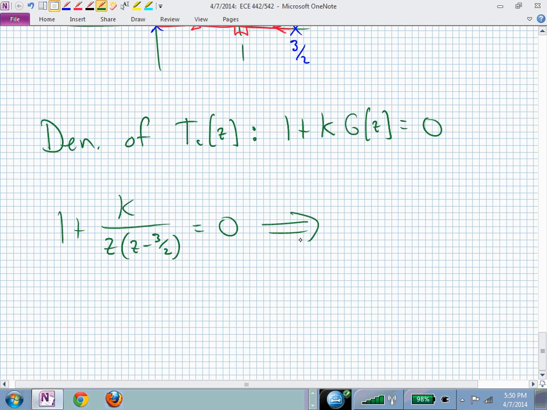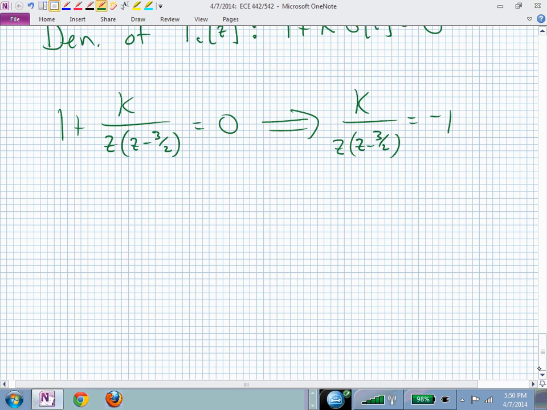But we can now isolate the 1 by itself, or really we're identifying minus 1 if we subtract 1 from both sides. And the way to find K typically is to look at the magnitude condition. The magnitude condition says that the magnitude of that left-hand side has to equal the magnitude of minus 1, which is 1.